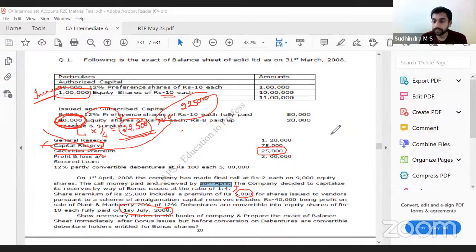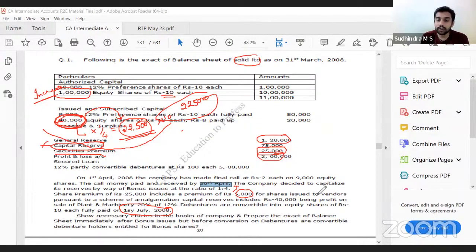By giving an assumption. Whether it is a listed company or not, the question is silent. Giving an assumption that Solid Limited is presumed to be an unlisted company, in that case we can use it. Same way, if we are presuming it to be a listed company, we will not use it. That's the presumption that we'll give. So 25,000 we can use. Then we anyhow have general reserve and profit and loss account, which we can use. Based on that, we'll pass the journal entries.